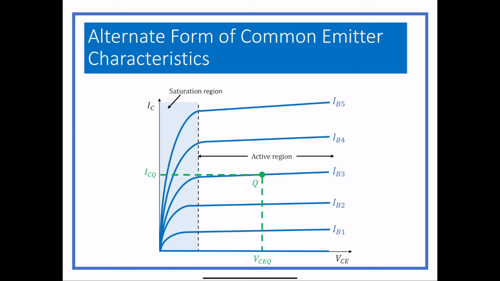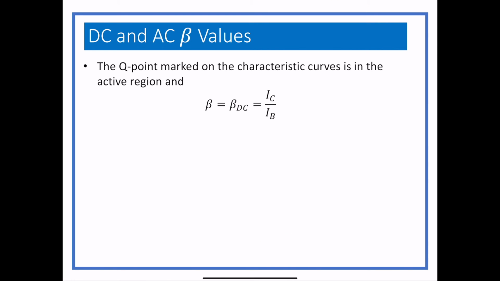Beta values can change a bit. So I'm going to talk about them a little bit. Most of the time we're not going to worry about it too much, but when you have a particular Q point, you can find the value of beta at that point by just taking the collector current divided by the base current. So on the previous curves, we would just take ICQ and divide by IB3, which was the operating point, and we would get the beta at that point. And usually it stays pretty much the same for a DC circuit in the active region. It's not going to change a whole lot.